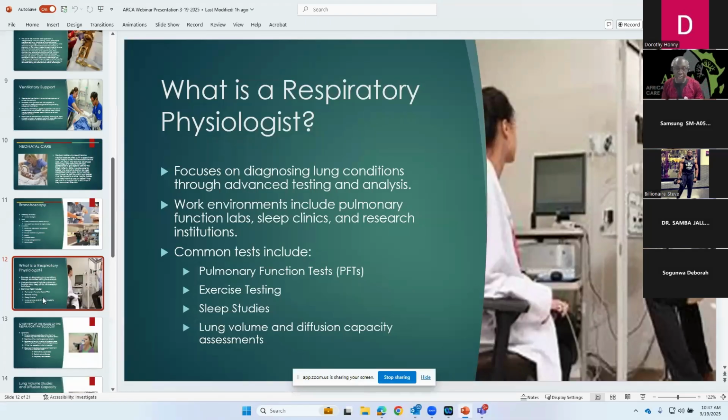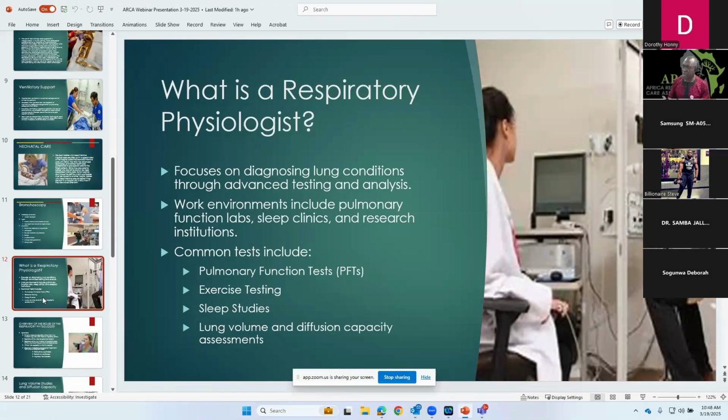And when they do this test, this is how we can diagnose patients. The patient may have either a restrictive defect, where because of the way their spine is, the spine is causing their lungs not to fully expand, or an obstructive defect, which could be COPD, asthma, or whatever you could think of.